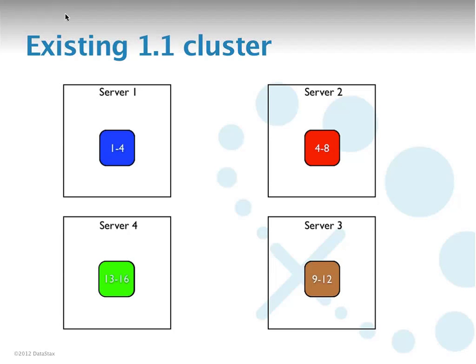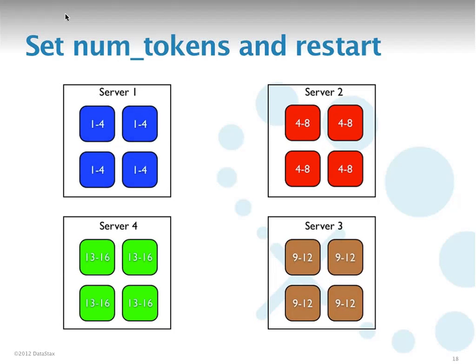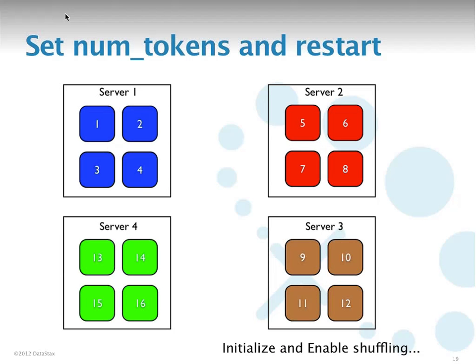So I'm going to upgrade by changing num tokens equal to 4, and it's going to split these up. I restarted. Now this is what I was talking about: I have the contiguous range of keys still sitting on each single server as it was before, just broken up into four different chunks. So this isn't good.